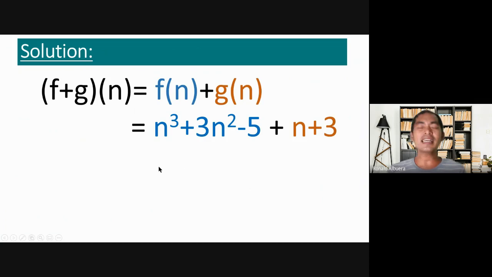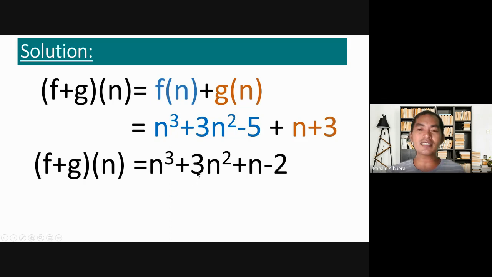Ang next step is to combine similar terms. Yung n cube walang kapareho, so kukopyahin mo lang yung n cube. Yung 3n squared, walang kapareho, kukopyahin mo rin lang yung 3n squared. And yung n, walang kapareho, kukopyahin mo lang. Okay? But then negative 5 and positive 3 are similar, but unlike, you subtract. 5 minus 3 is 2, and the sign is negative. That's the sum of the two functions.